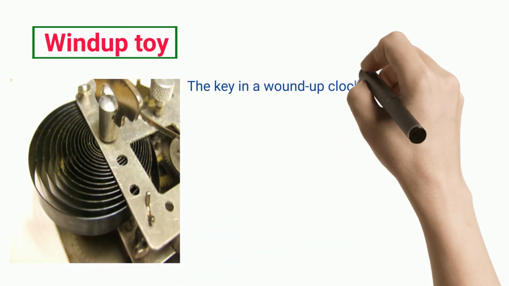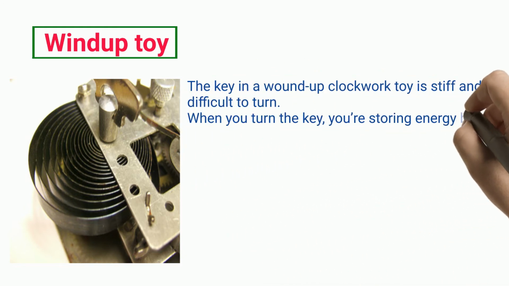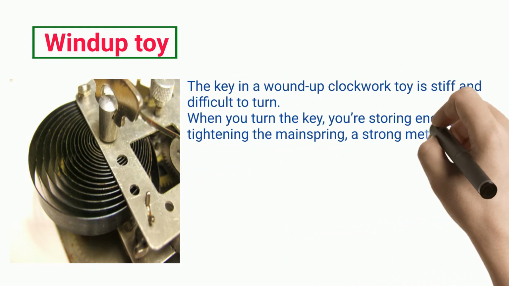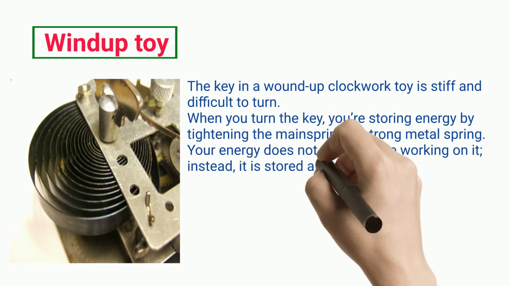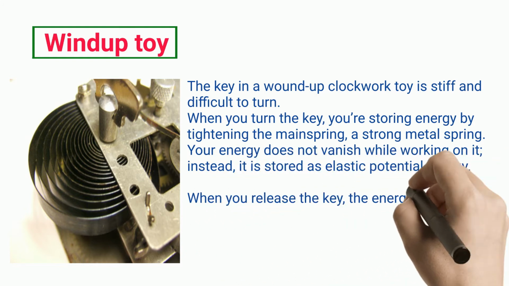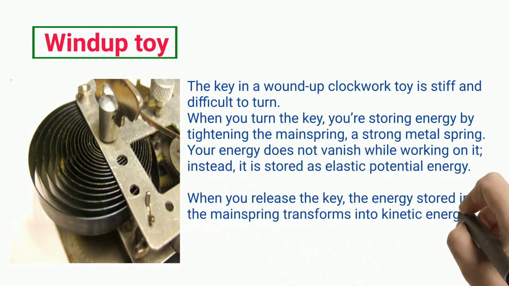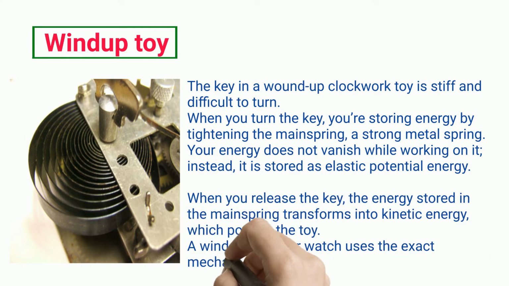Wind-up toy. The key in a wound-up clockwork toy is stiff and difficult to turn. When you turn the key, you're storing energy by tightening the mainspring, a strong metal spring. Your energy does not vanish while working on it. Instead, it is stored as elastic potential energy. When you release the key, the energy stored in the mainspring transforms into kinetic energy, which powers the toy. A wind-up clock or watch uses the exact mechanism.